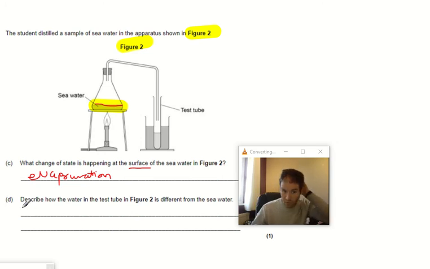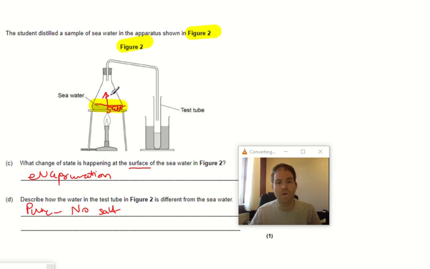Okay, describe how the water in the test tube in figure 2 is different from seawater. Okay, so the test tube will have no more salt in it. Okay, because we could say this is pure. It's got no salt. Okay, pure, no salt. That's enough for 1 mark. We're saying it's pure because the water's come up here. The salt is being left behind.